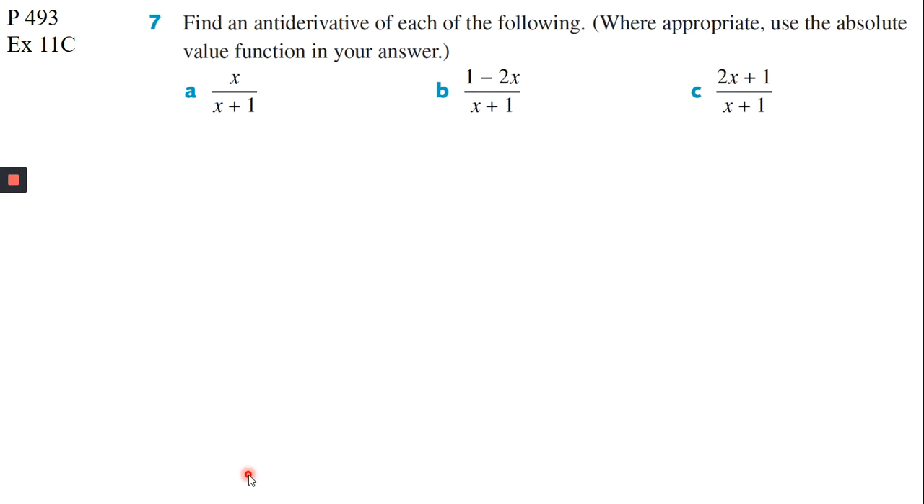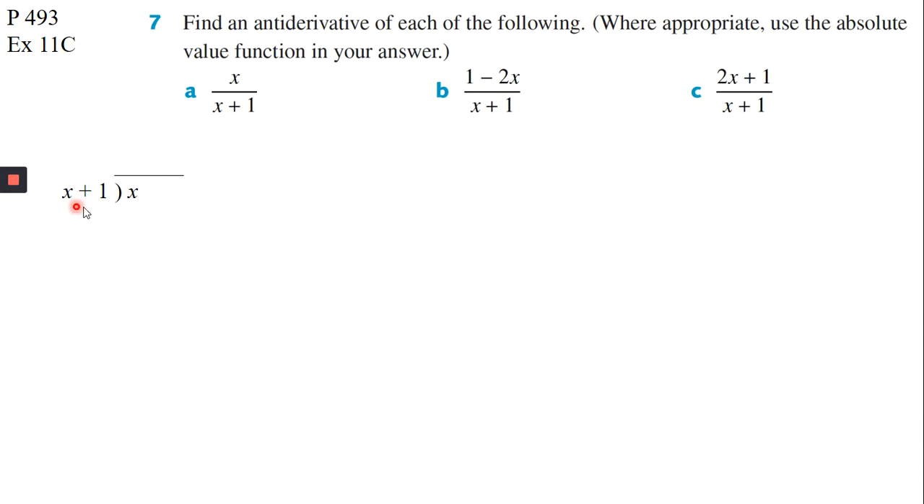Here's a question. So page 493, exercise 11C, question 7. Just thought it was a bit of a weird one, and thought I'd just show you how to do it. The first one. So find an antiderivative of the following. Tricky to do it when it's in that form. So basically what we're going to do is a long division. So we're going to divide, remember that means x divided by x plus 1.